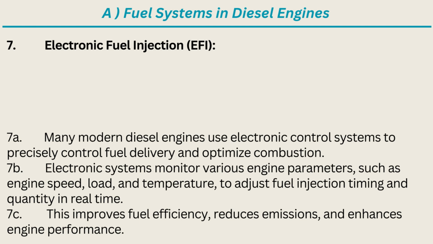7A. Many modern diesel engines use electronic control systems to precisely control fuel delivery and optimize combustion. 7B. Electronic systems monitor various engine parameters such as engine speed, load, and temperature to adjust fuel injection timing and quantity in real time. 7C. This improves fuel efficiency, reduces emissions, and enhances engine performance.